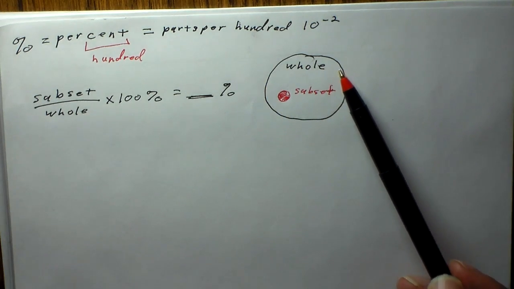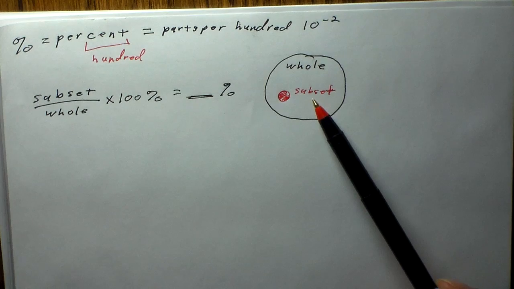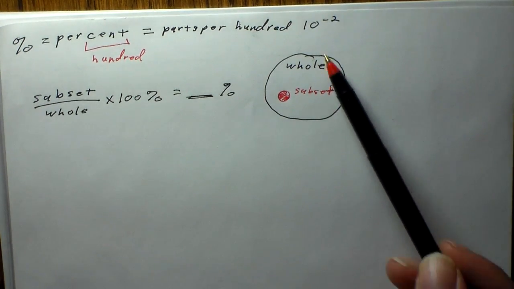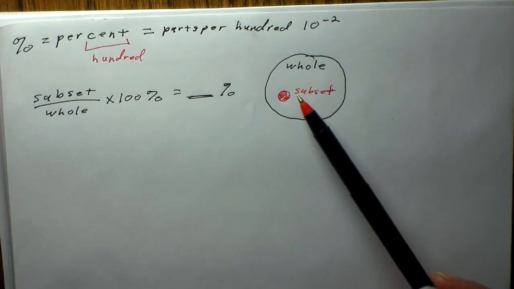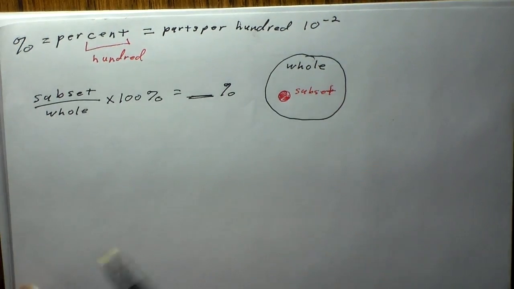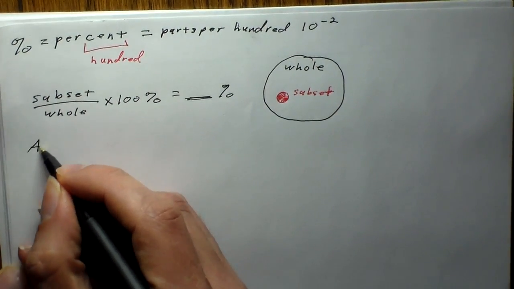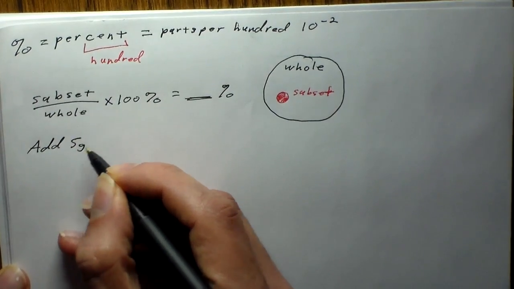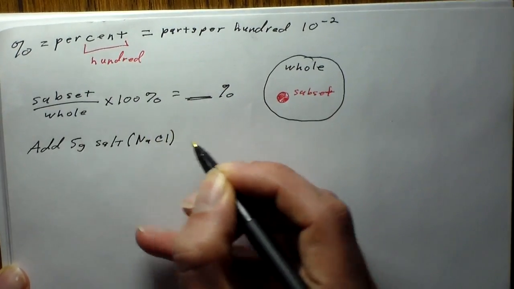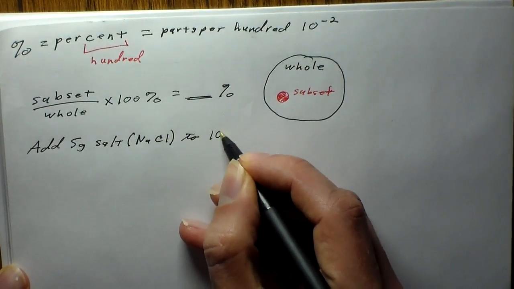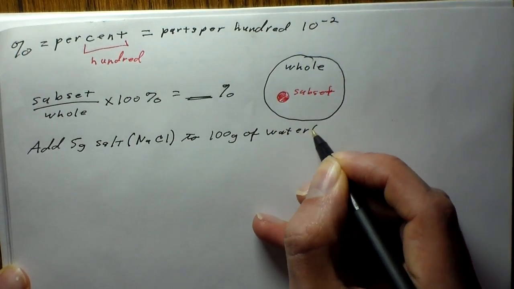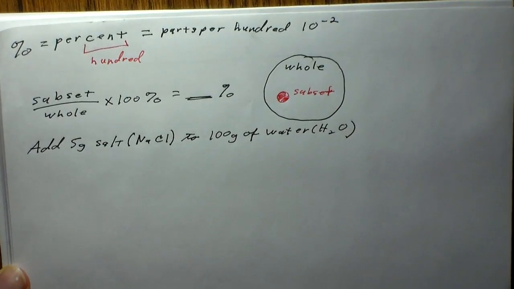Also, when we're calculating this, we have to be very careful that the subset is included as part of the whole. Okay, so the subset and the whole are contained in each other. That's not outside of the whole thing here. So to explain this, let's just say I have here adding up 5 grams of salt, and this is your regular table salt, and that would be sodium chloride, to 100 grams of water, which of course is H2O, which everyone should know that, I hope.